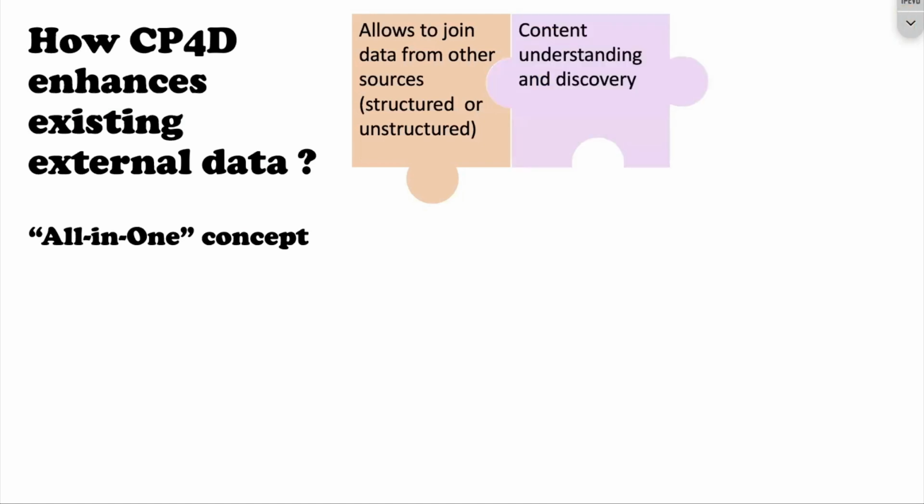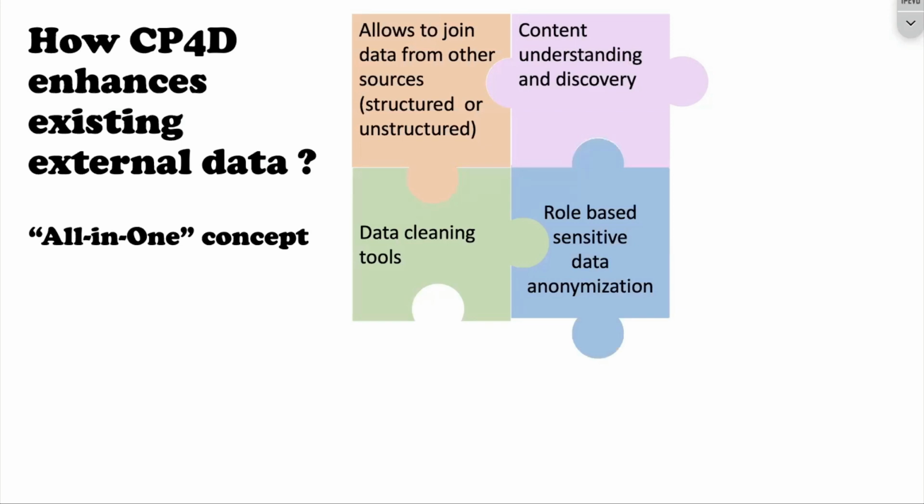In the next step, when we connect the data we are interested in, we need to understand and discover the content. We also have a tool to do it. When we connect the data and understand what is inside, we can start with data cleaning. We have a lot of data cleaning tools to do it. Then we know where our sensitive data is and whether we need to anonymize data, so we can create a role-based anonymization for sensitive data.